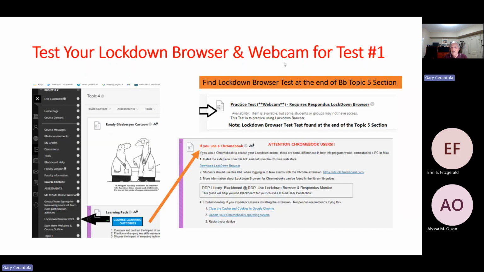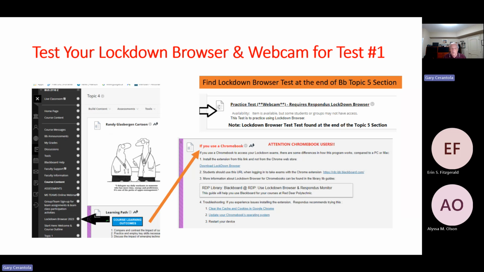Okay. So again, for test number 1, I want to remind you, there's a lockdown browser test in topic 5 that you could make sure you do, and test your lockdown browser to know that it works. Test your webcam to know that it works.